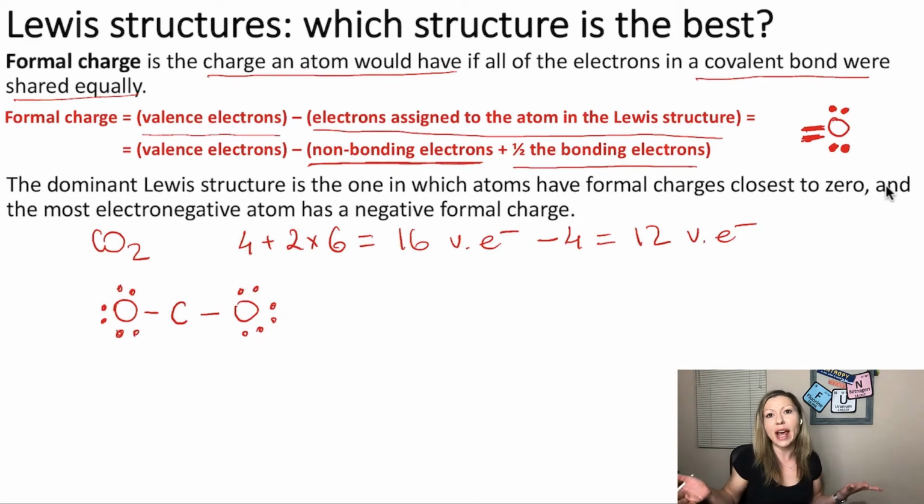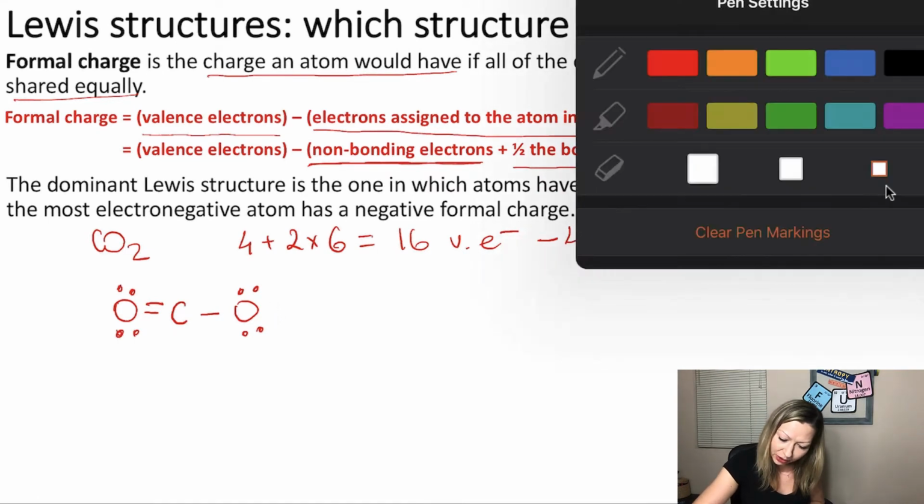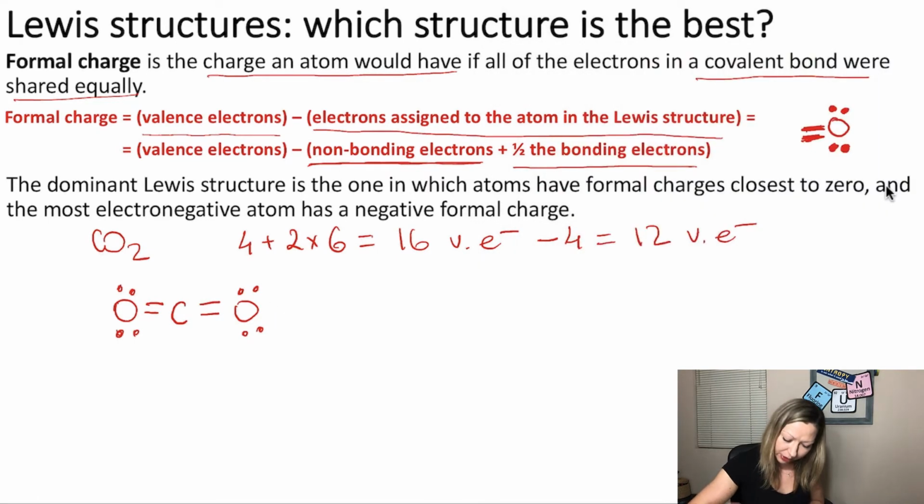Are my oxygen atoms happy? Yes, they are, because they have 8 electrons around them. Is my carbon atom happy? No, it's not, right? Because it only has 4 electrons around it in the 2 bonds. So what I have to do is draw double or triple bonds. So let's say that I'm going to erase this here and add a double bond right here. And I still need 2 more electrons, so I'm erasing these 2 electrons and adding a double bond right here.